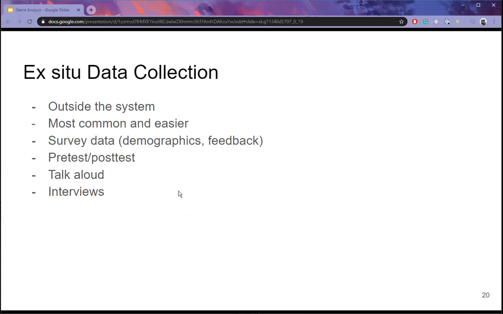The data collection is done outside the system, after the play usually, and the common way is through survey data, pretest, posttest, think-aloud, and interviews.